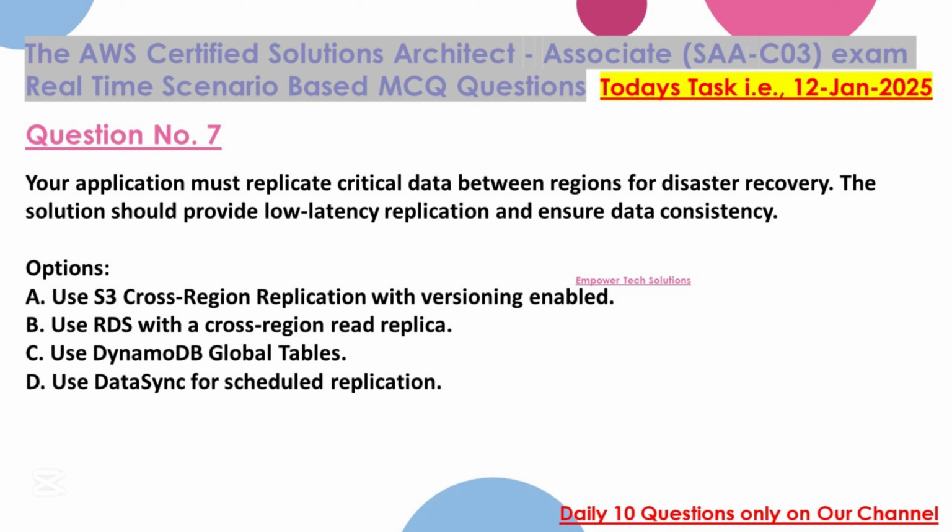Your application must replicate critical data between regions for disaster recovery. The solution should provide low-latency replication and ensure data consistency. Options: A. Use S3 cross-region replication with versioning enabled. B. Use RDS with a cross-region read replica. C. Use DynamoDB global tables. D. Use DataSync for scheduled replication.